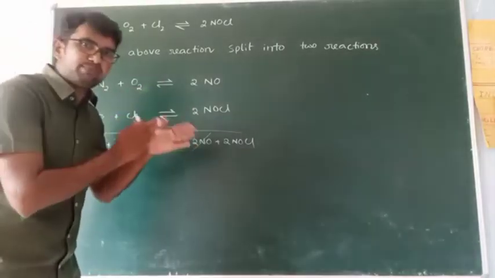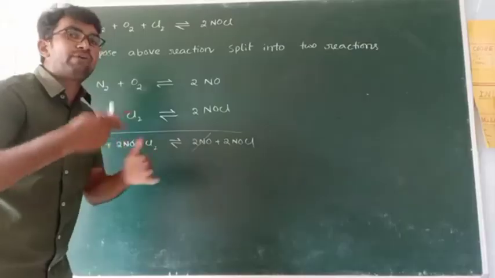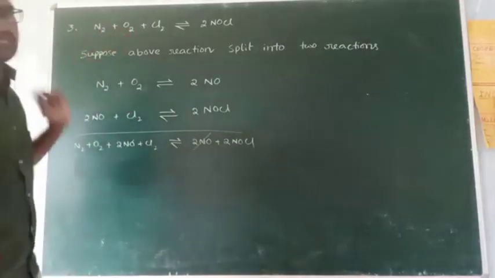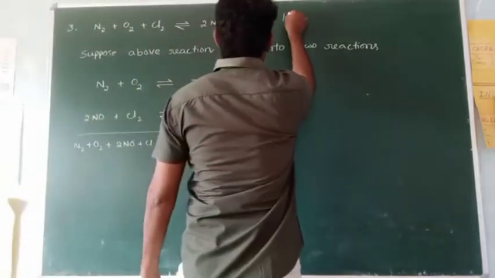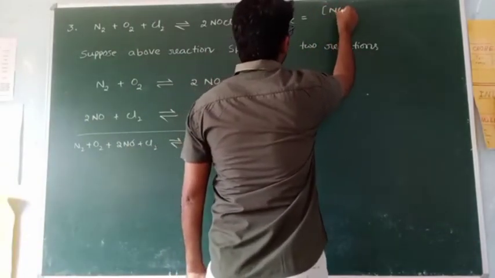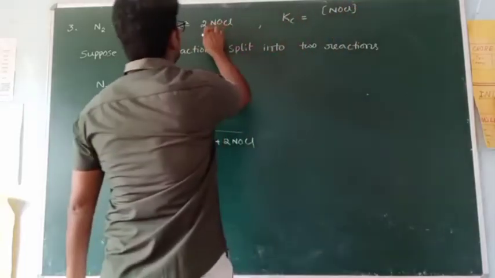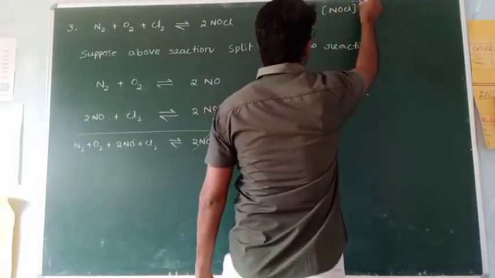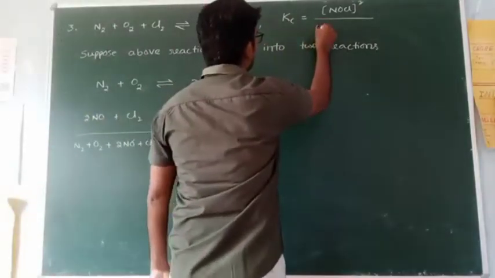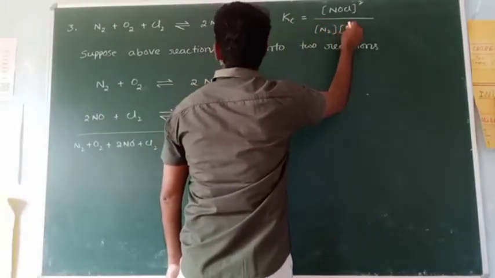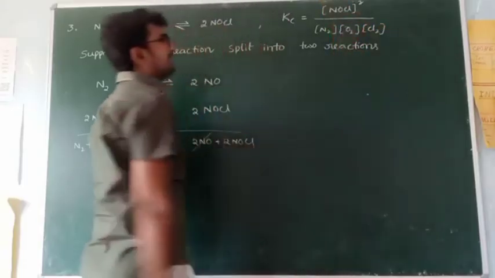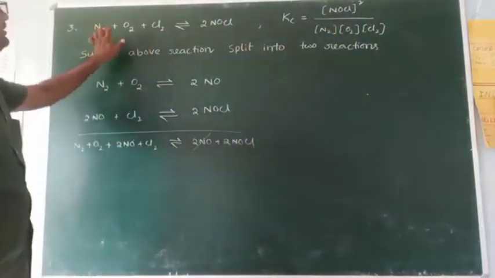For example, one reaction is split into several reactions. Then what is the relation between the equilibrium constants? First, write the equilibrium constant for this reaction. For this reaction, Kc is equal to concentration of NOCl, which is the product. It has coefficient 2, so whole square, by reactants. The 3 reactants are there: concentration of N2, concentration of O2, concentration of Cl2. This is the equilibrium constant for this equation.